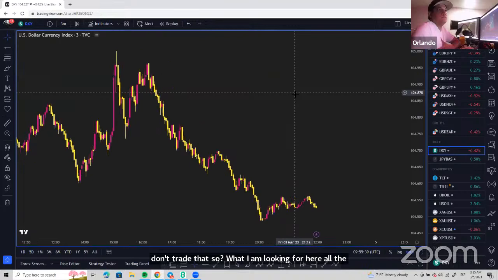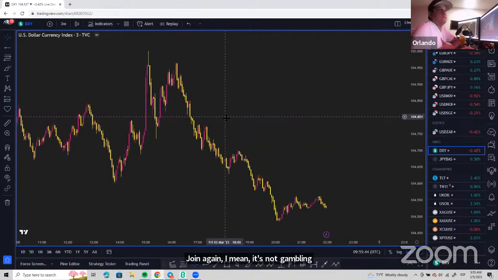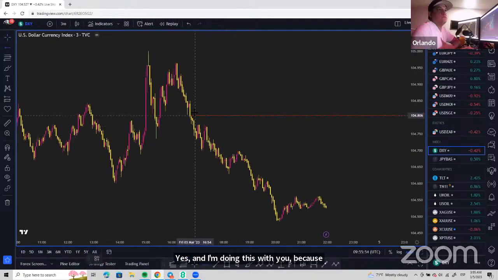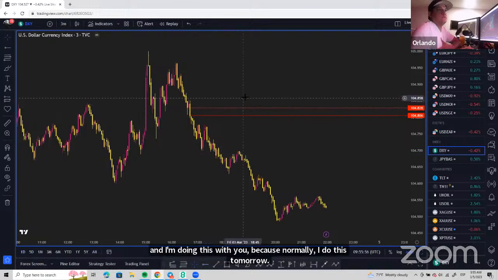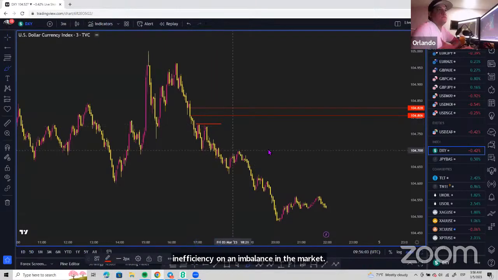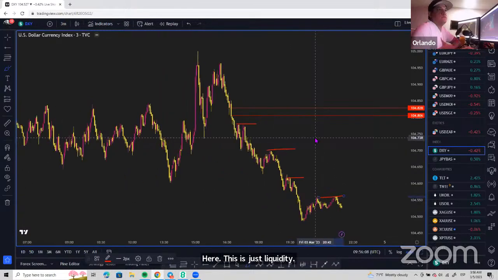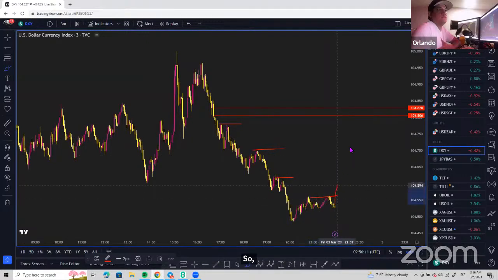Again, it's not gambling, guys. All right, and I'm doing this with you because normally I do this on Sunday for me, but here we have a good inefficiency or an imbalance in the market. Here, this is just liquidity. So yeah, I would love, love, love to see a reach or a mitigation of this.